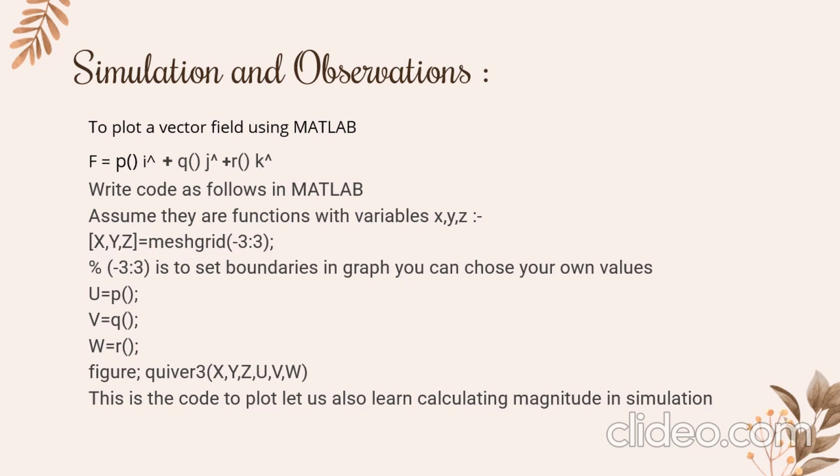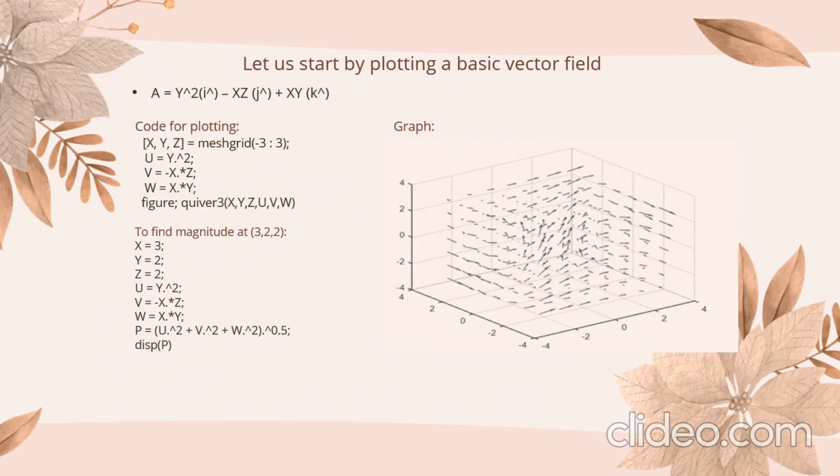As you can see, it is commented below, and this is the code of the plot. Let us also learn to calculate the magnitude in the simulation. Now let us start by plotting a basic vector field of the form A equals y square i cap minus xz j cap plus xy k cap. As you can see in our first line of code, we define boundaries like minus 3 to 3. In the graph on the right side, the boundaries are minus 3 and 3 on all the axes.